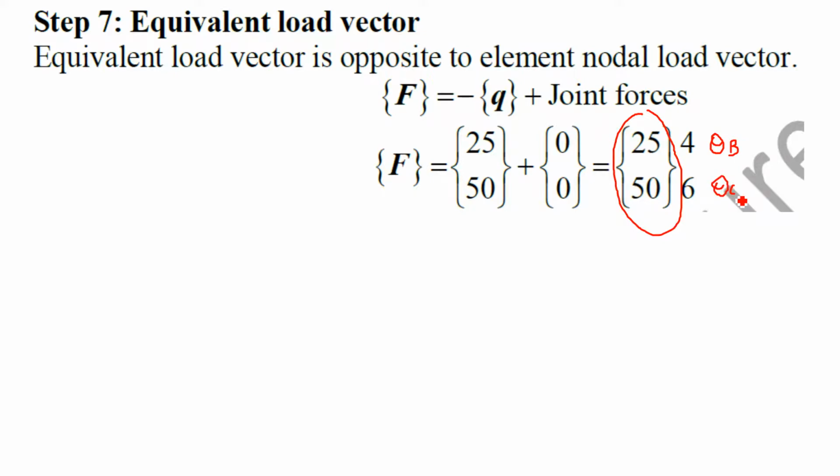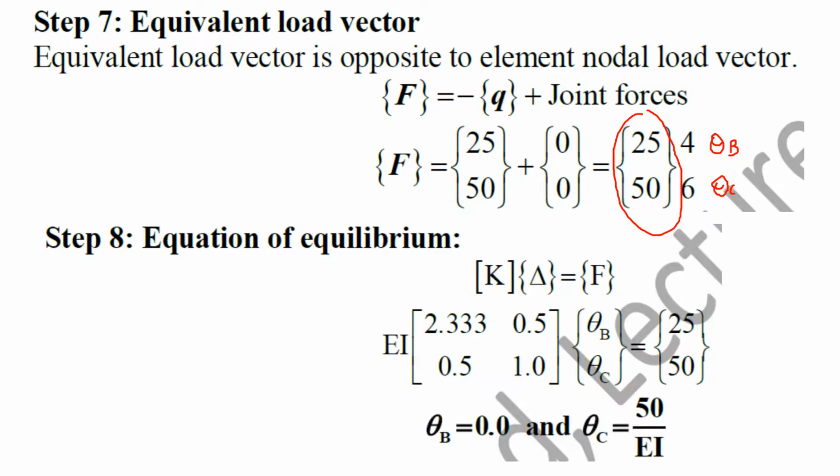Once you calculate this equivalent load vector, finally we have to use the compatibility condition or equation of equilibrium: K into delta is equal to F, where K stands for the reduced stiffness matrix, 2 by 2. Delta is the final vector of unknowns, 4 meaning theta b and 6 meaning theta c. F is the equivalent load vector. If you solve these two equations with two unknowns in your calculator, finally you will get the unknowns.